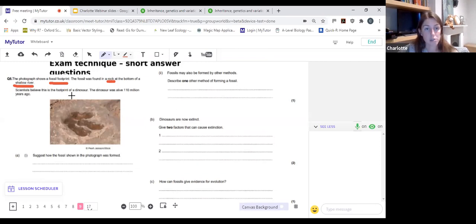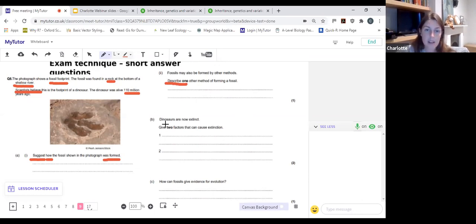Scientists believe this is a footprint of a dinosaur. So again, they've taken care there to say that scientists believe it. The dinosaur was alive 110 million years ago. Okay, so then we've got 4 parts of this question. We've got a suggest question. Suggest how the fossil shown in the photograph was formed. How it was formed. Part 2. Fossils may also be formed by other methods. Describe, let's describe, question 1, other method of forming a fossil.